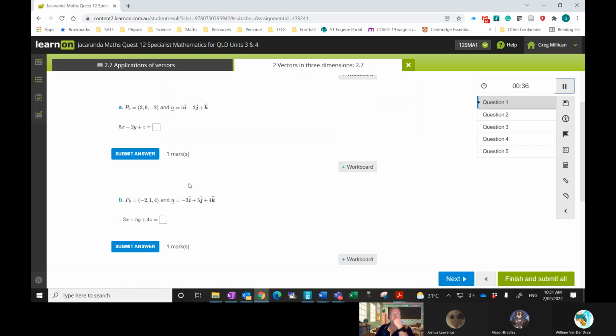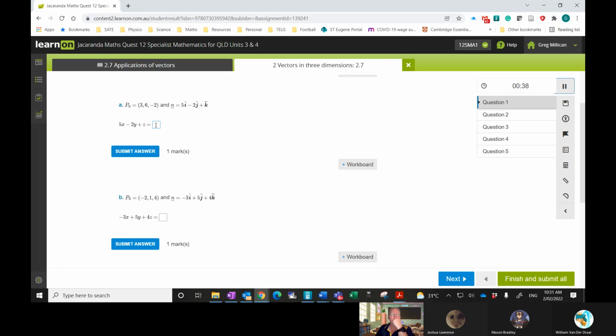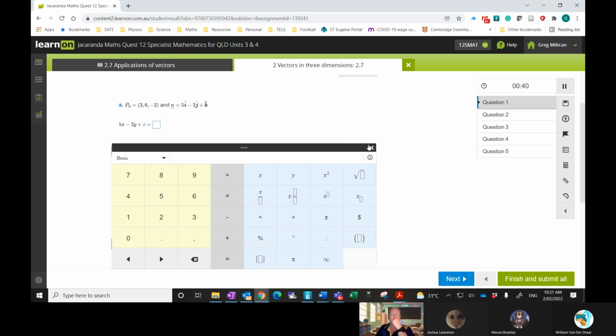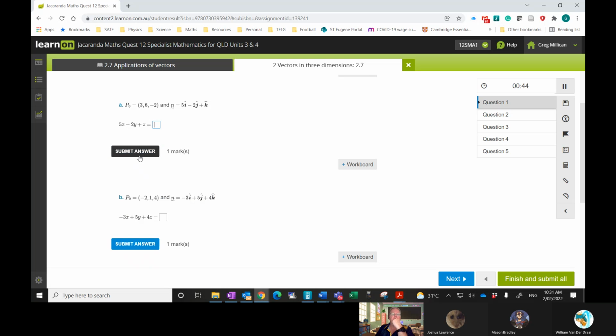And there are some questions there. You can type in your answer, and it comes up with a calculator if you wish, or you can type it in. Once you've typed your answer, you can submit it. Once you've submitted it, you can see the worked solution. It'll tell you if you're right or wrong, and you can see the worked solution. You can navigate your way around the questions any way you like.